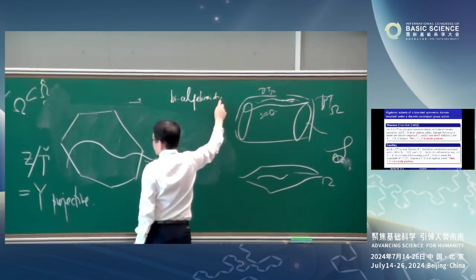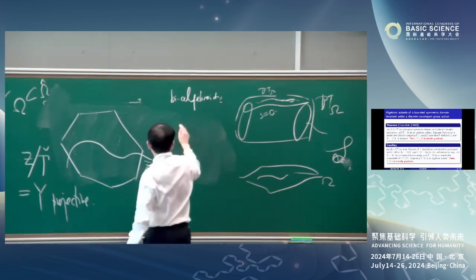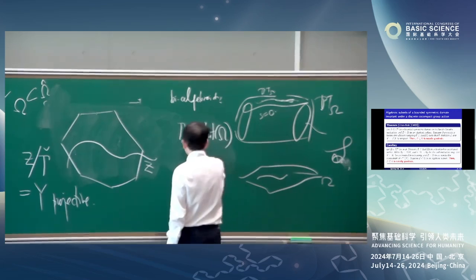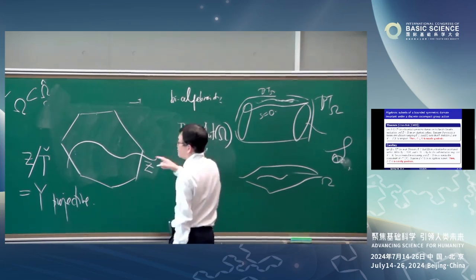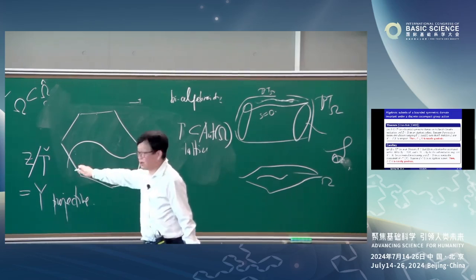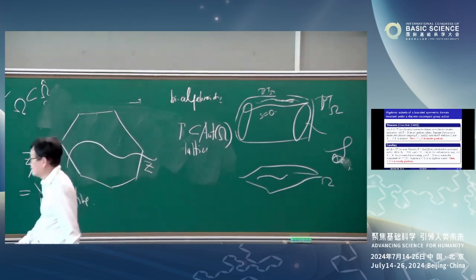The question is, instead of gamma check, you might have some gamma inside the automorphism group of Omega, which is a lattice. And then this gamma check is a subgroup of gamma. So this is a special case of the general case I was dealing with.